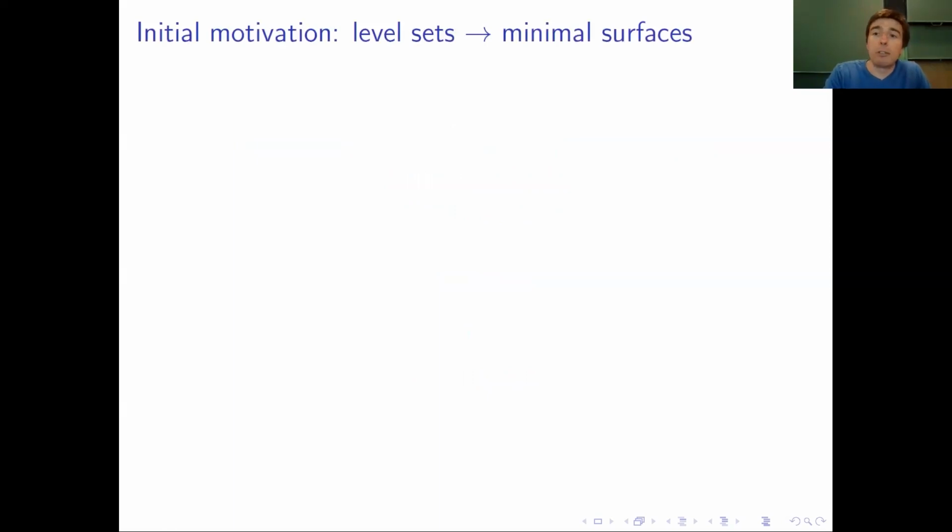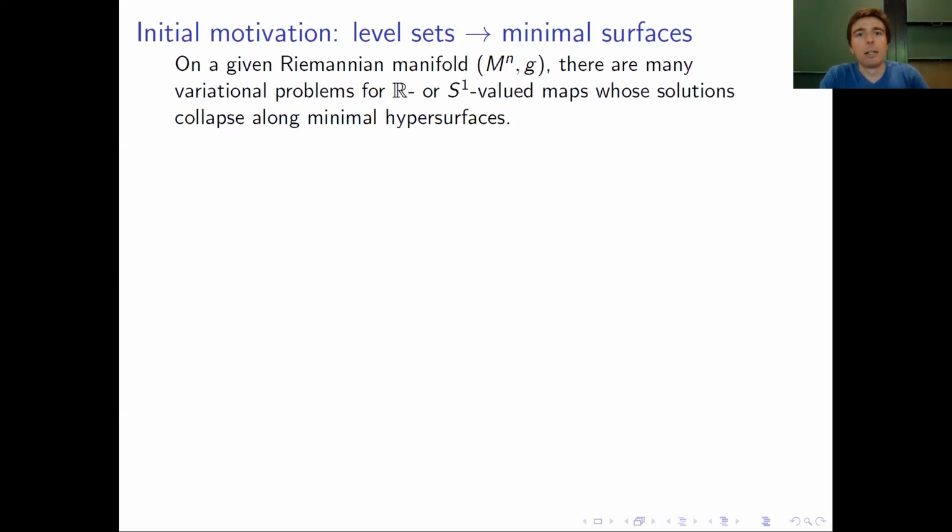When I was doing my PhD, I was very interested in using PDE methods and energy concentration phenomena to produce minimal submanifolds. There are all these cases where you can take limits of some nice, well-behaved geometric PDEs and get minimal submanifolds coming out. Some simple cases of this that have been understood for a while are in the codimension 1 case: on a given manifold, there are lots of variational problems for real or circle-valued maps whose solutions have to collapse, as some parameter varies, to minimal hypersurfaces.